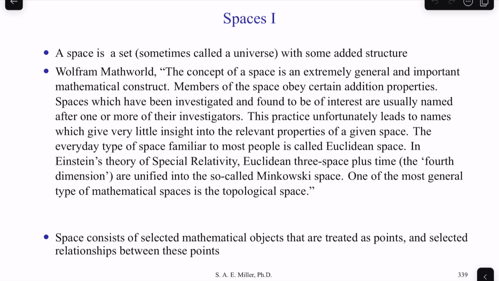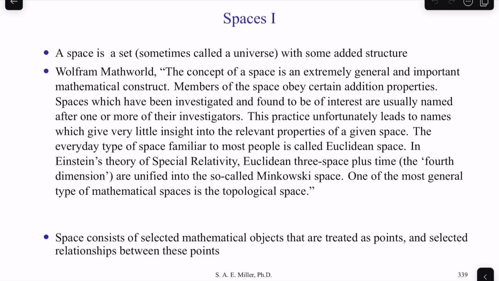The everyday type of space familiar to most people is called Euclidean space. In Einstein's theory of special relativity, Euclidean 3-space plus time, what we sometimes refer to as the fourth dimension, are unified into the so-called Minkowski space. The most general type of mathematical space is the topological space. So we'll usually refer to these spaces by names and sometimes try to remind ourselves of these additional properties.